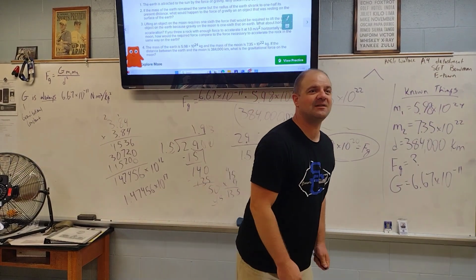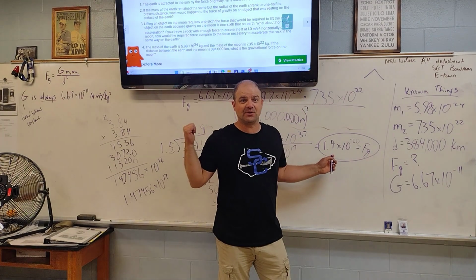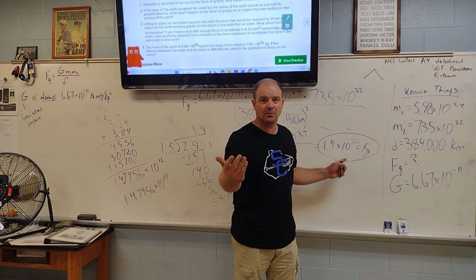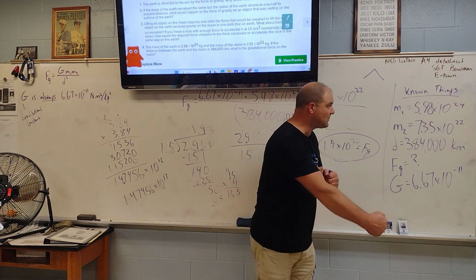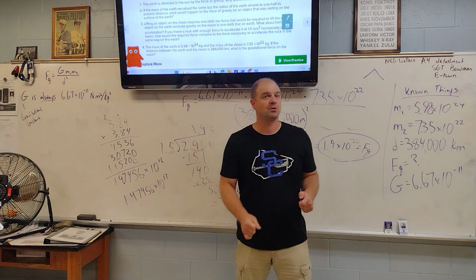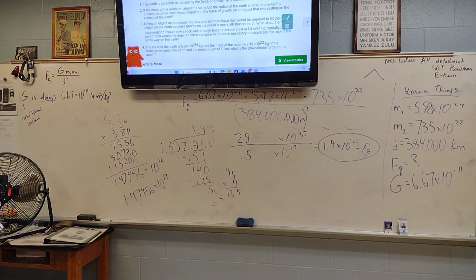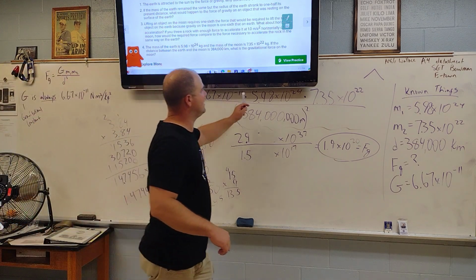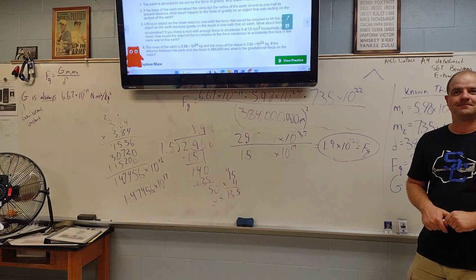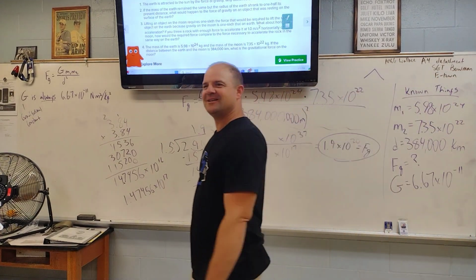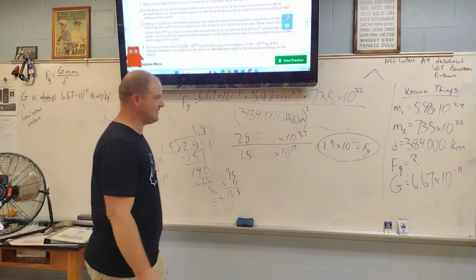1.98. 1.98. Okay, we did a lot of rounding, right? 1.9 times, what does it say? Times 10 to the 26? Should be 20. Double check, you can hit the back button to double check. It's 20. You must have put in one of these exponents wrong. Check it. You probably put the wrong symbol in somewhere. Go back. You see the arrows? It's 20.